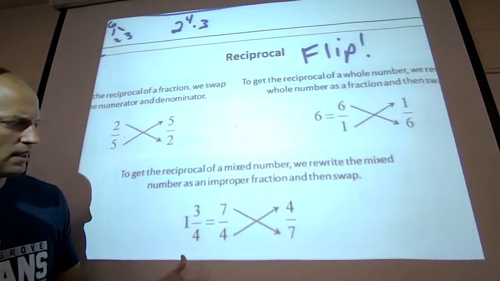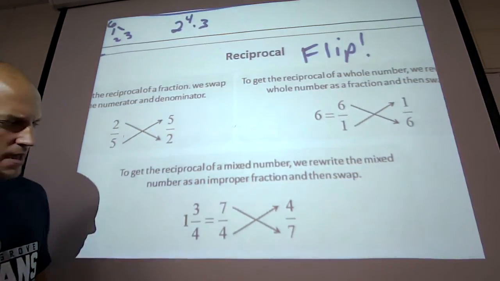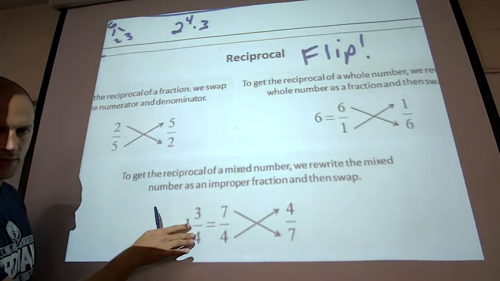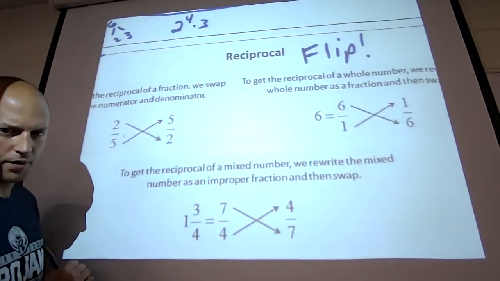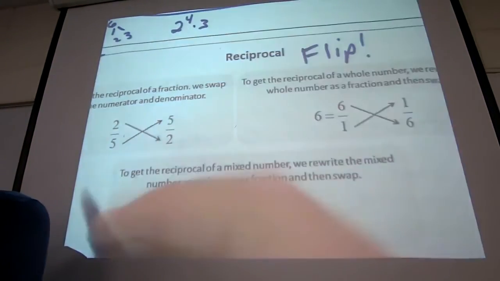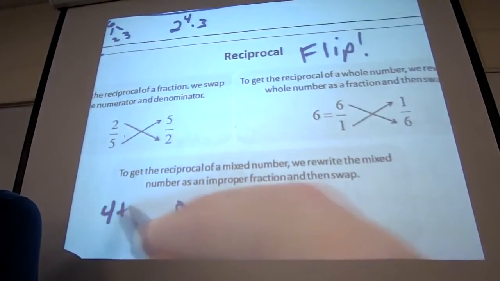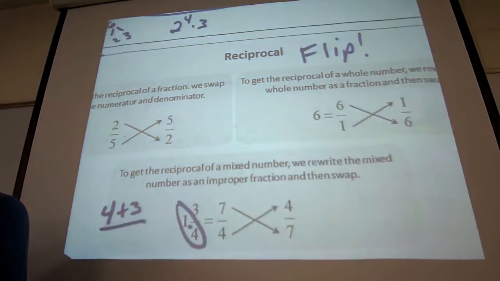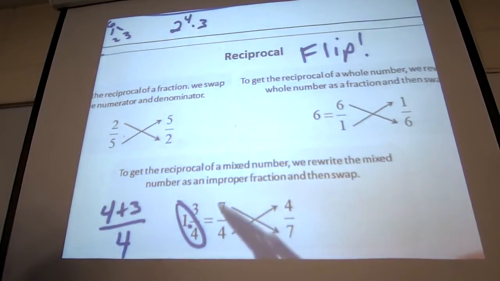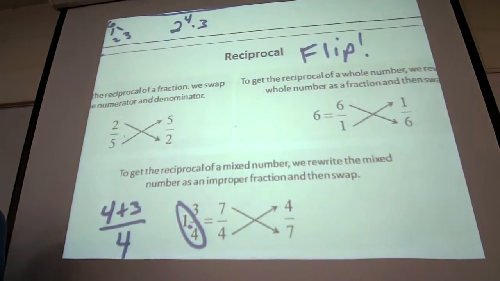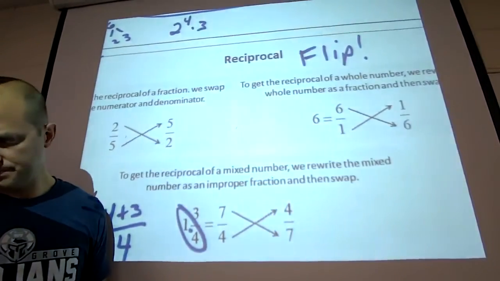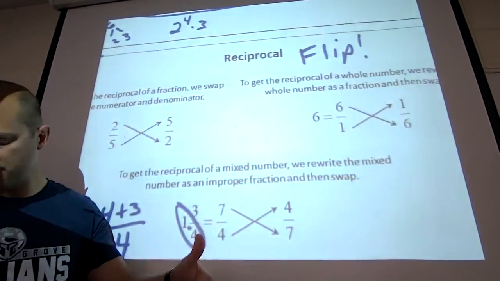Okay? And then last but not least, if I have what we call a mixed number. If I have a mixed number, do you remember how to change that to an improper? We take the 1 times the 4, we multiply those together, that's 4. Then you add the 3 and put it over the denominator. So 4 plus 3 is 7, and then over the denominator. We go ahead and flip that. So if you do have a mixed number, we want to flippy flip. Convert it into an improper, and then flip it.